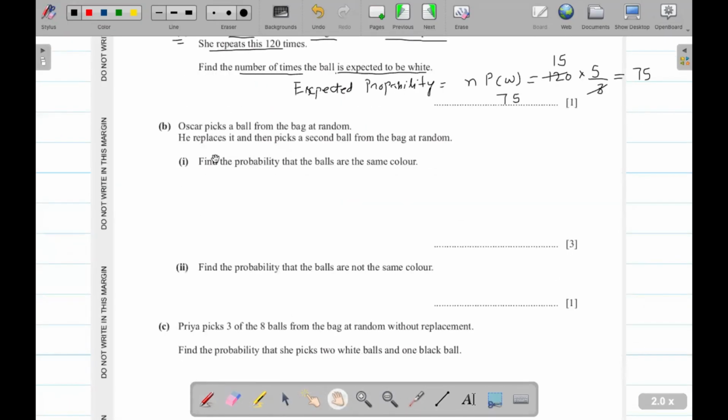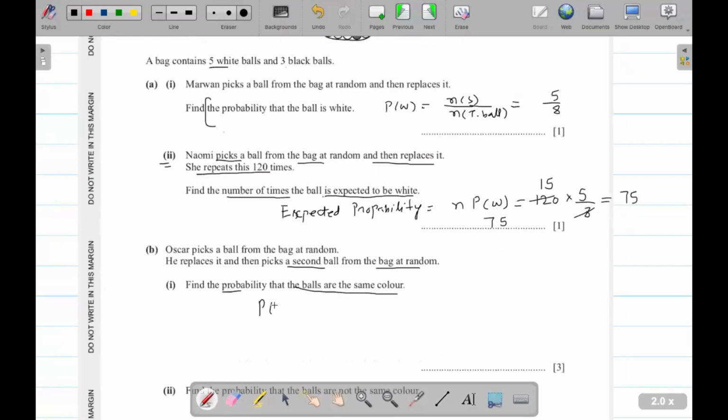Part B, Oscar picks a ball from the bag. He replaces it and picks a second ball from the bag at random. Find the probability the balls are the same color. The balls being the same color means the probability that both balls are white or the probability that both balls are black. So we can write this as probability of white W1 into W2 plus probability of B1 into B2.